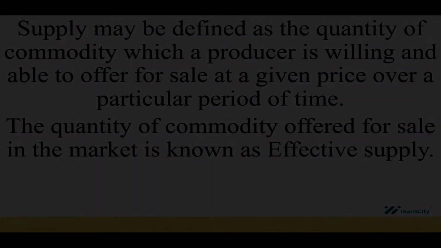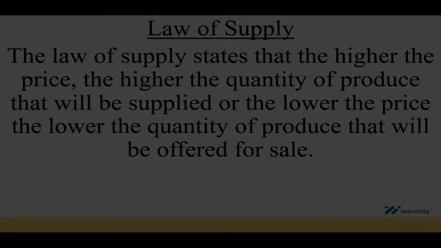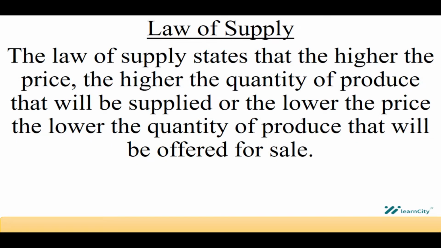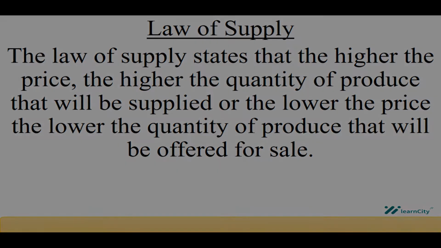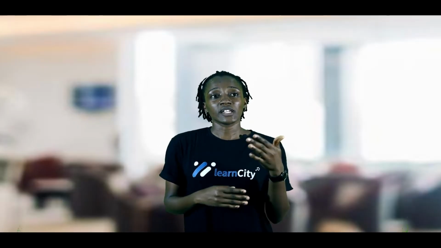We also have the law of supply, same as the law of demand. The law of supply states that the higher the price, the higher the quantity of produce that will be supplied, or the lower the price, the lower the quantity of the produce that will be offered for sale. For demand, the higher the price, the lower the demand. But for supply, the higher the price, the higher the quantity of the produce that will be supplied, or the lower the price, the lower the quantity of the produce that will be offered for sale.